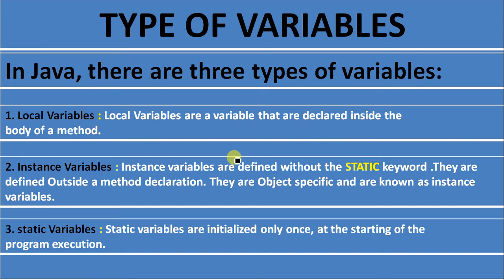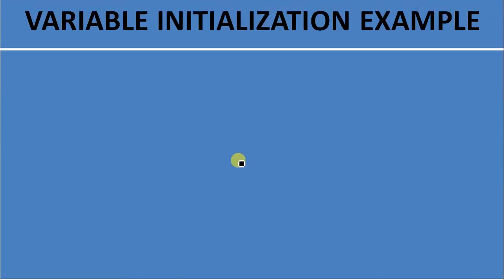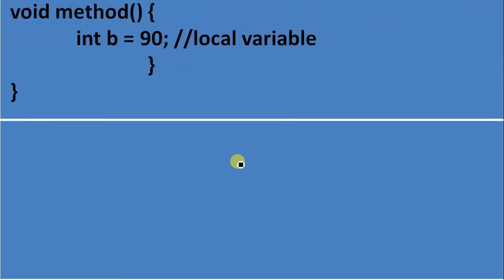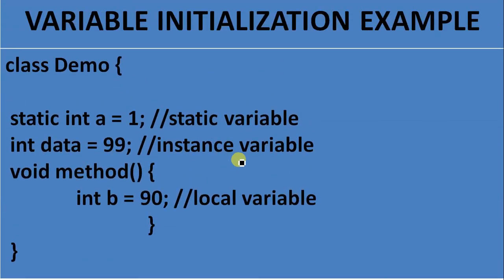So these are the local variables, instance variables and static variables. We will learn in detail about these variables in the upcoming videos. But here you should know only the definition of these three variables. Here is a variable initialization example. You can see how to initialize the static variable, local variable and instance variable.